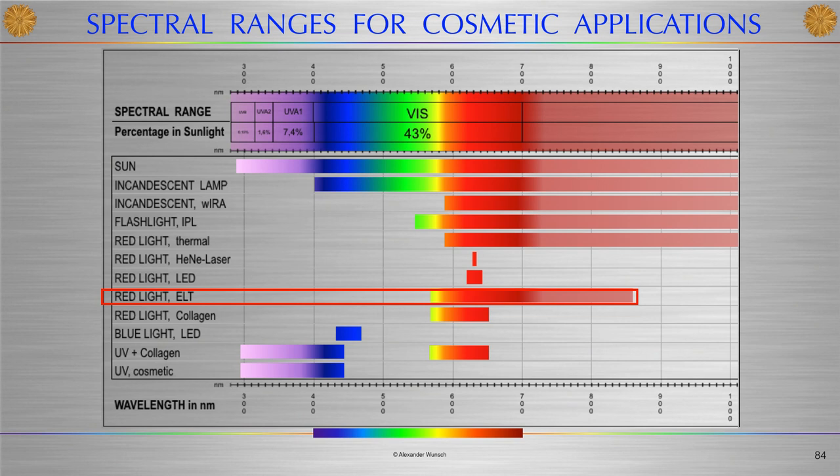And here there is, for example, sunlight with the full spectrum, the incandescent lamp, which is quite weak in the UV region, but quite strong in the near infrared region. Incandescent water-filtered infrared flashlight, thermal red light, helium neon laser, just this very small part of the waveband, red light LED, and energizing light. This is a technology I was involved in.